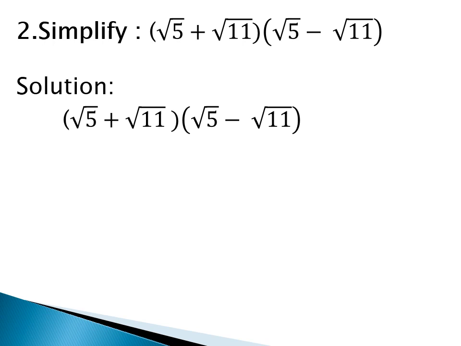Root 5 into root 5 is root 25, which is equal to 5 only. Again root 11 into minus root 11, so your answer is minus root 11 square. Root 5 square is 5. So 5 minus 11 equals minus 6. When we are doing the subtraction of squares of roots, then the root we can remove. So what is the final answer? Since (a + b)(a − b) is there, using that identity we get 5 minus 11 equals minus 6.